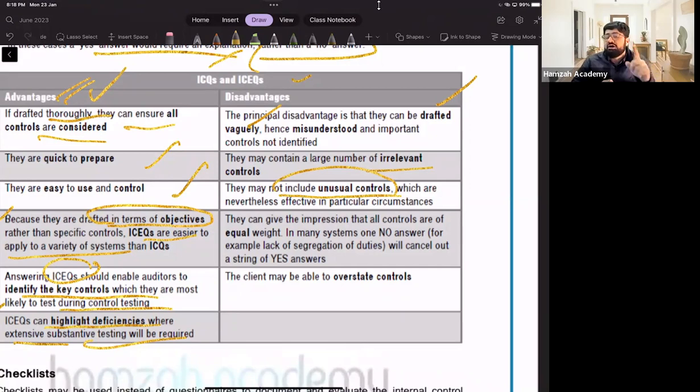Unusual control circumstances. I told you the limitation of controls: that controls are basically drafted for predictable circumstances. And if circumstances are not predictable, yes, so unusual controls. Similarly, when you are preparing a questionnaire, you prepare it for predictable circumstances. Unusual circumstances you may not identify. Very, very important. All are important, but this is very important.